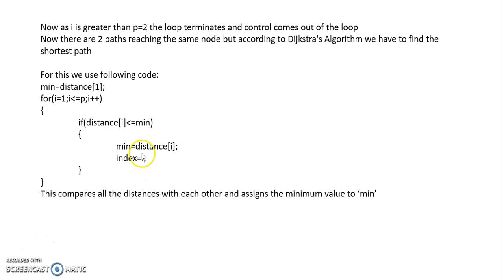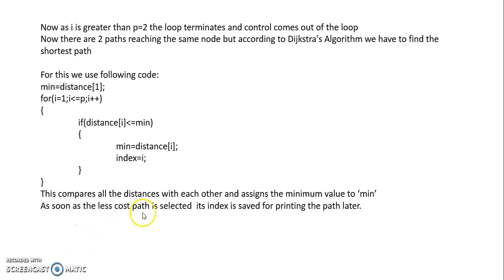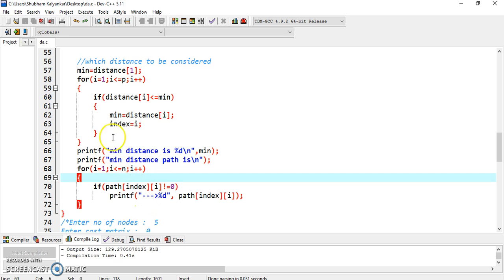So this will assign the value 15 to minimum and the index will be 2. This compares all distances with each other and assigns the minimum value to variable min. As soon as the least cost path is selected, its index is saved for printing the path. Coming back to the code, this loop will determine the minimum distance, which is equal to 15, and it will be printed in the output over here.